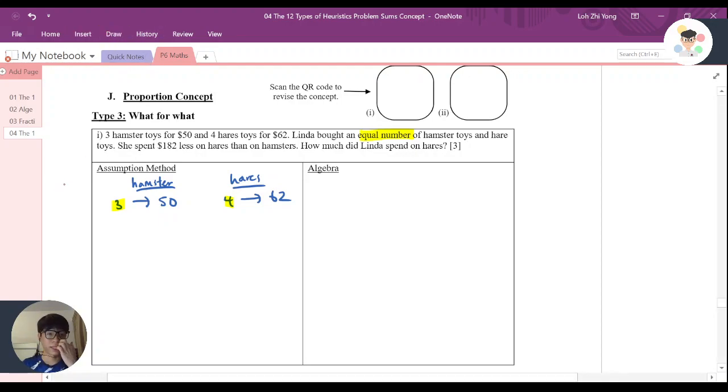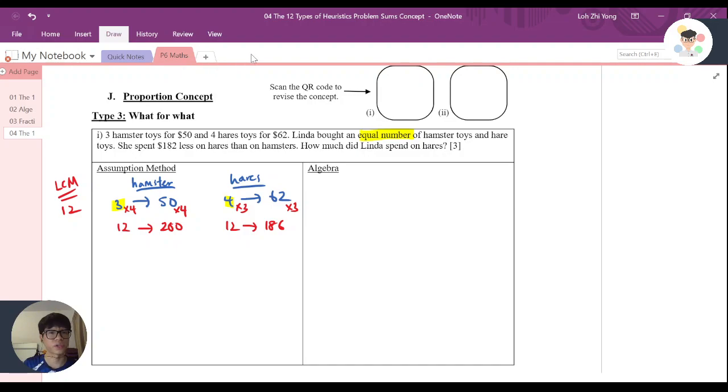Okay, so let's try to make it equal. To make it equal, we always refer back to the LCM. For 3 and 4, the LCM is 12. So we need to times 4 here, and times 3 here. If you times 4 here, you times 4 here. If you times 3 here, you times 3 here. So 12 is equivalent to $200, and 12 is equal to $186.